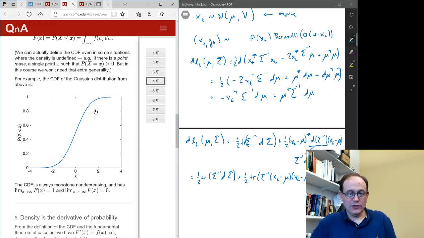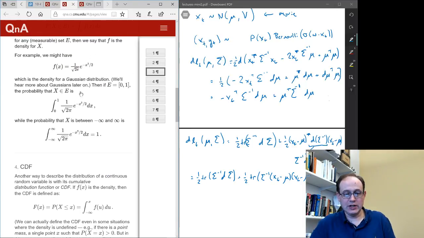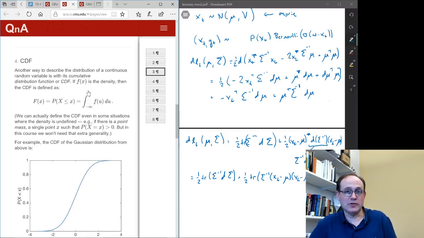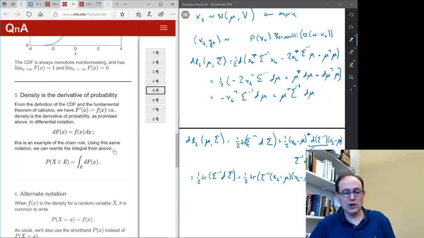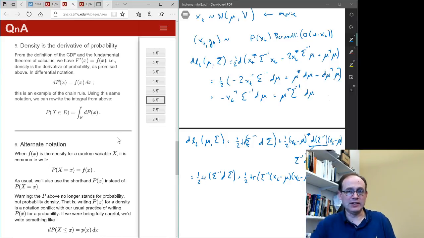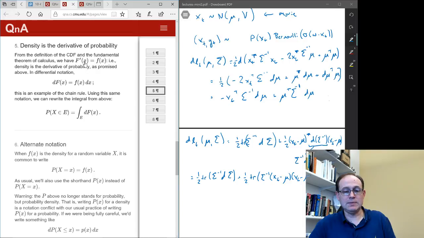If you look at the definition of the CDF and the definition of density, the fundamental theorem of calculus tells you the relationship between the two. The integral is the antiderivative. That's the fundamental theorem of calculus. In particular, the derivative of the CDF is the same as the density. So density is the derivative of probability. In particular, density is not probability. It is the derivative of probability, which is a related thing, but not the same. In differential notation, the differential of the cumulative distribution function is the density function times the differential of x. That's exactly the chain rule, which tells you that this f of x has to be capital F prime of x.